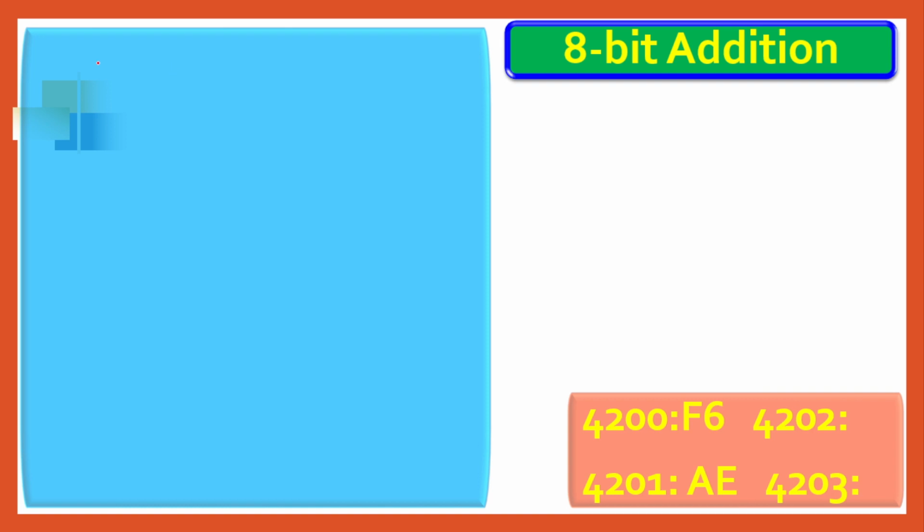So F6, you write in binary. F means 1111, and F6 is 0110. In the 8421 form you write. Then AE: A is 1010, E is 1110. Okay. So add this.